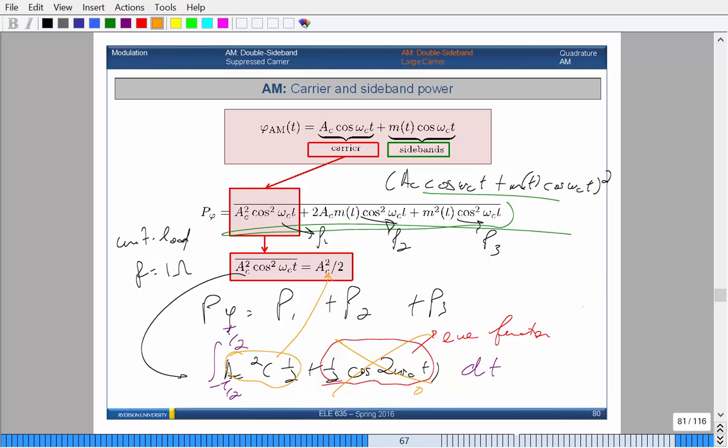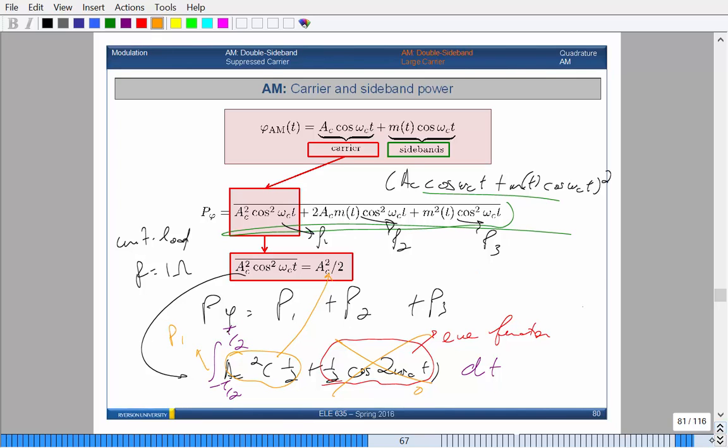When you have an integral of a cos, as long as you are doing it over the proper period, even if it's 2 omega, you're still doing it over one period, and that final integral becomes 0. So what you're left with is just A C squared over 2. That's nice. That's where the first term comes from, and this here is P of 1.